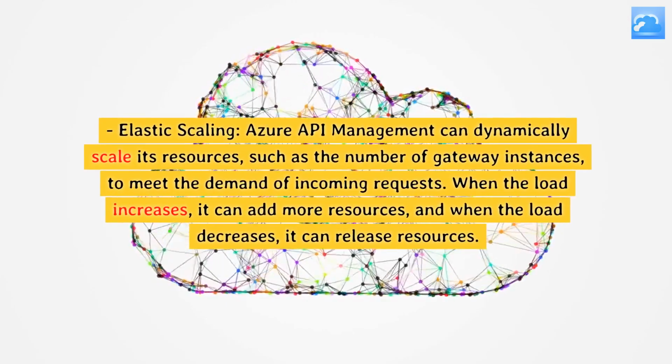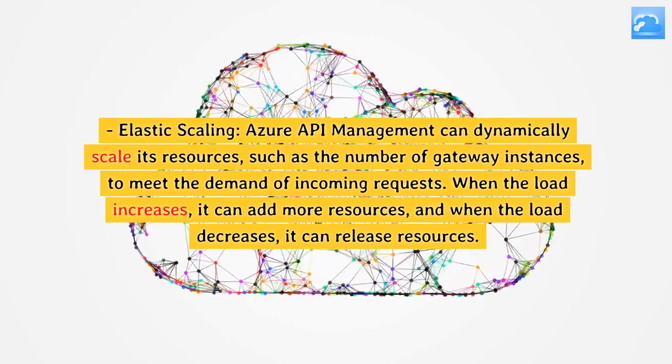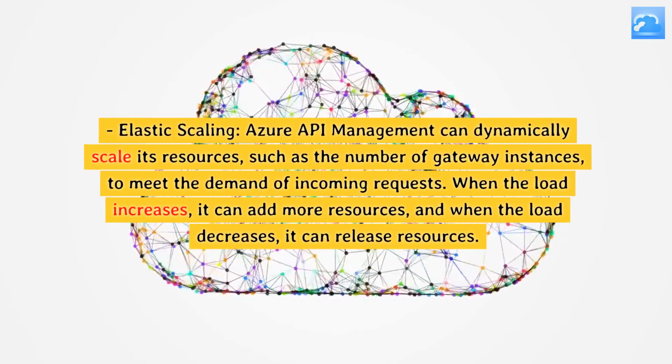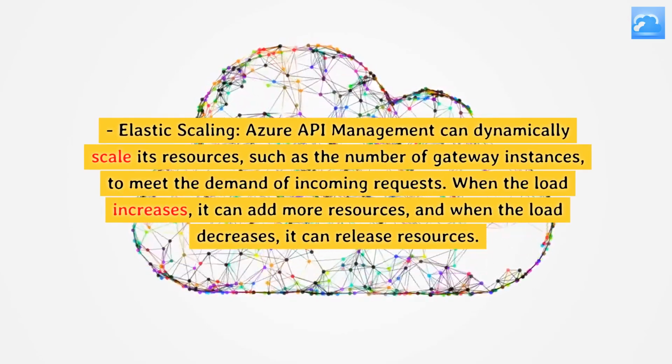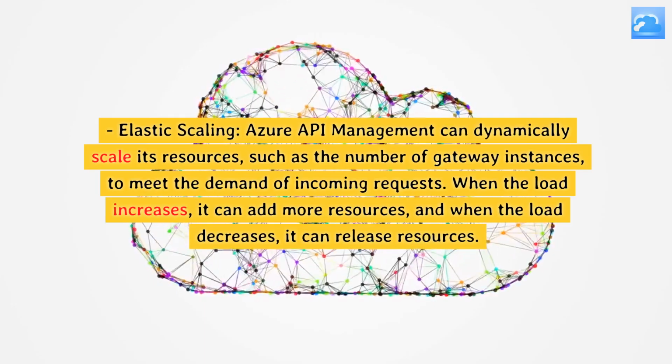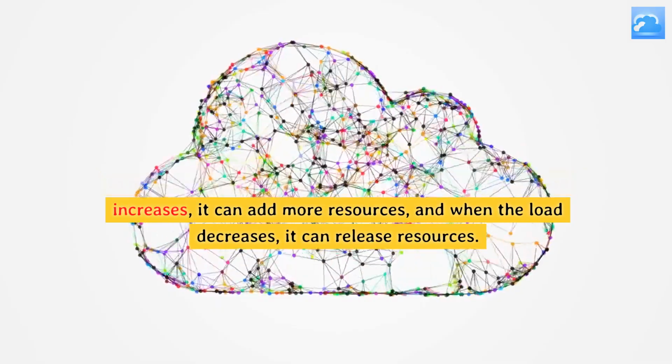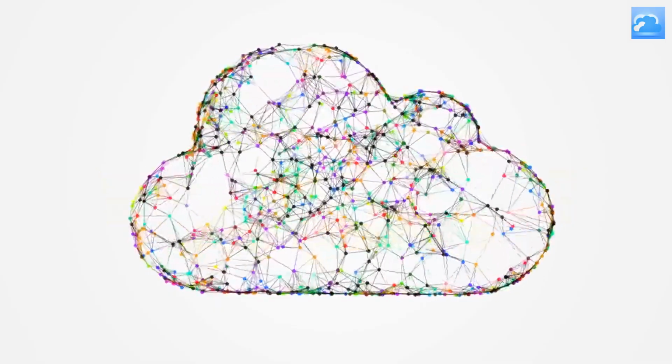Key capabilities: elastic scaling. Azure API Management can dynamically scale its resources, such as the number of gateway instances, to meet the demand of incoming requests. When the load increases, it can add more resources, and when the load decreases, it can release resources.